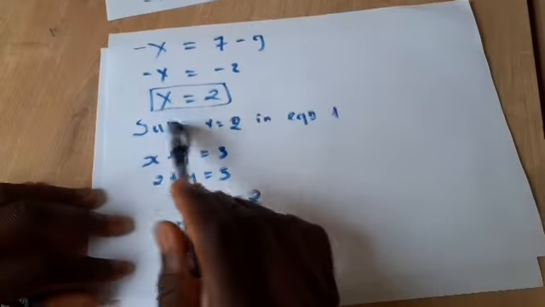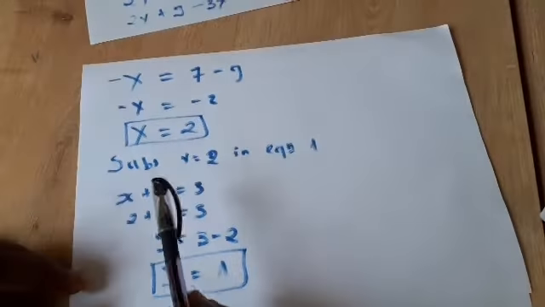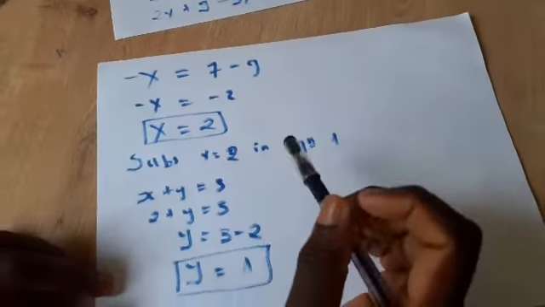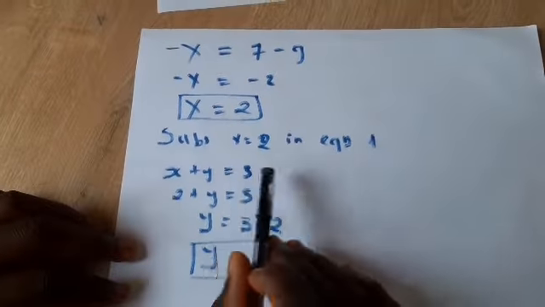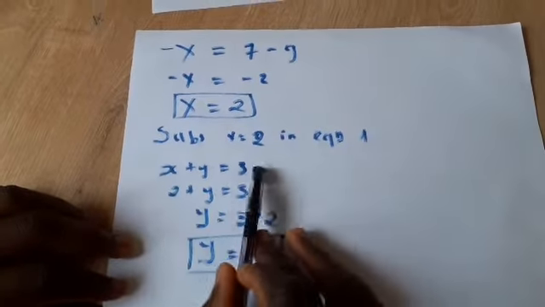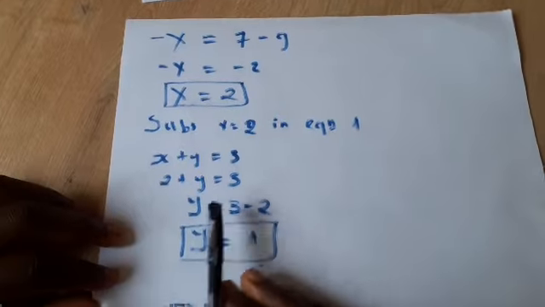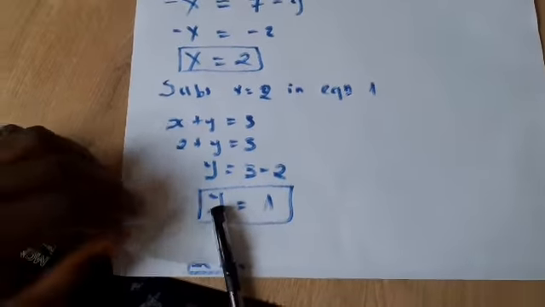You can now take this value of x equals 2 and substitute it in equation 1 or equation 2, any equation of your choice. So if I take x equals 2, I know x plus y equals 3 means 2 plus y equals 3, which obviously means y equals 1.